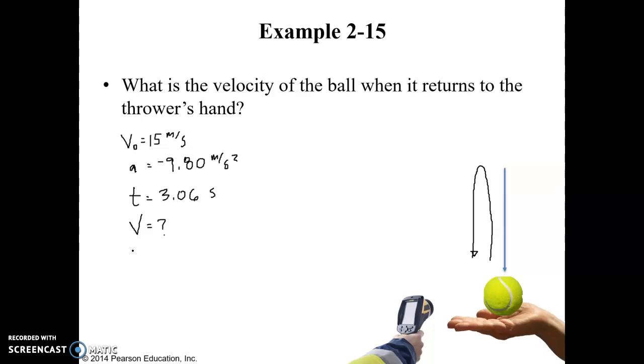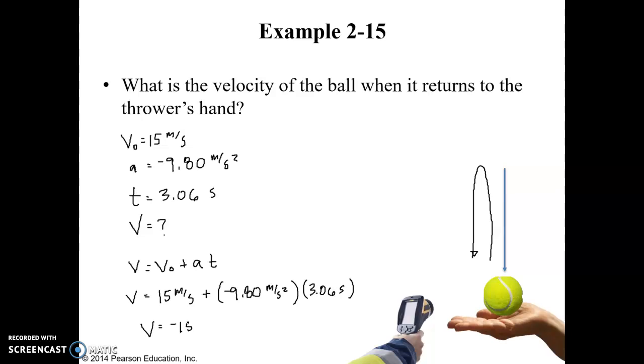Yeah, like I said, I think we can use either one, and given the choice between them, I definitely think that the first one is simpler. V equals V naught plus AT. So the final velocity will equal the initial velocity of 15 meters per second plus the acceleration due to gravity, negative 9.80 meters per second squared, times the amount of time spent in the air of 3.06 seconds. And what is that equal to? Velocity is equal to negative 15.0 meters per second.